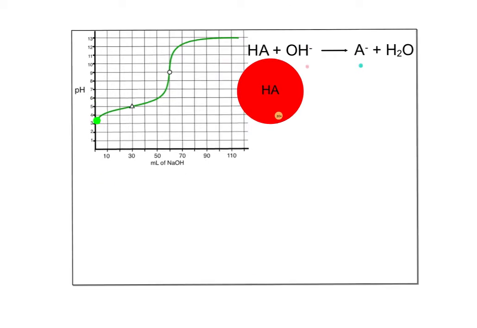So what we're going to do is, you can see this green guy inch along, we're going to slowly add OH. Anytime you add a base to an acid, they're going to react, and that's going to produce water and a little of the A minus.